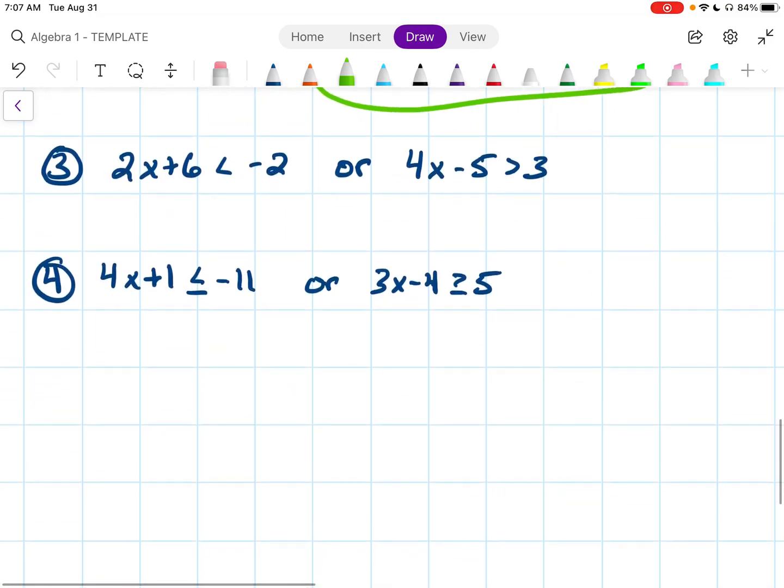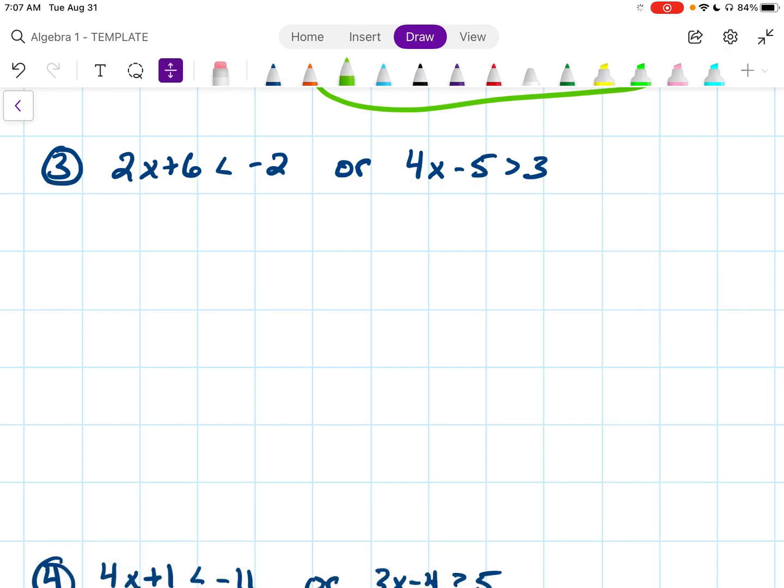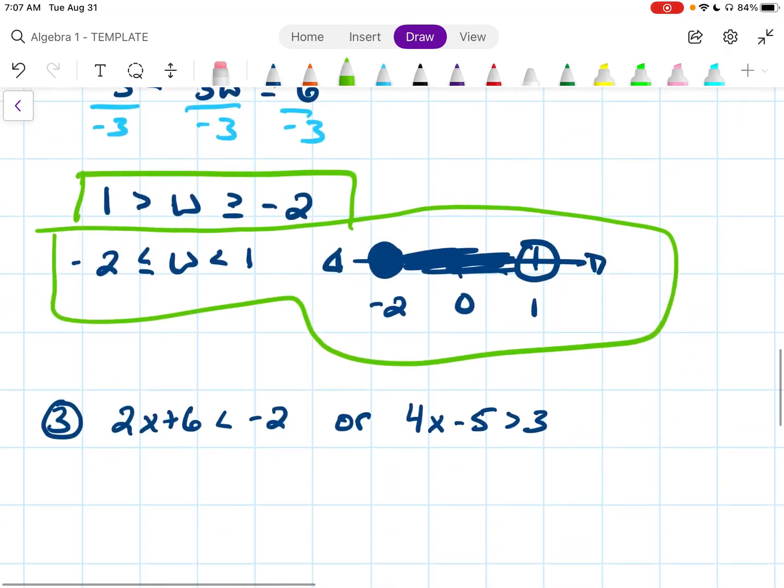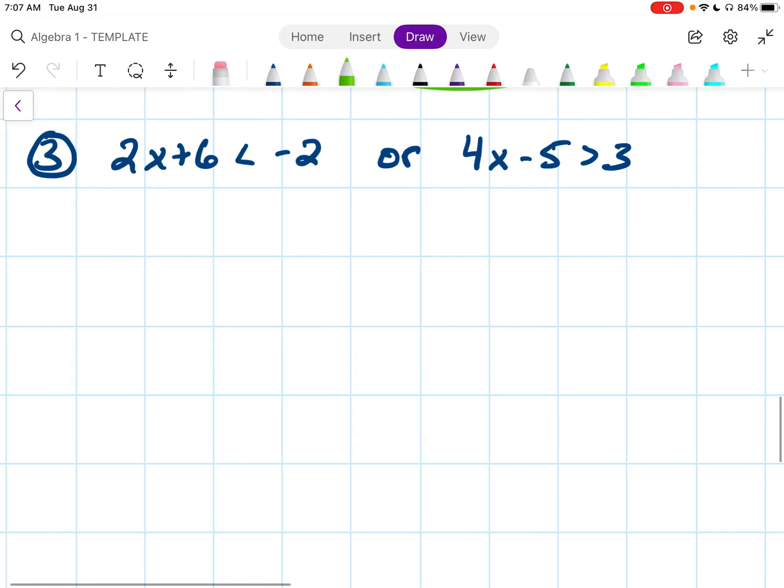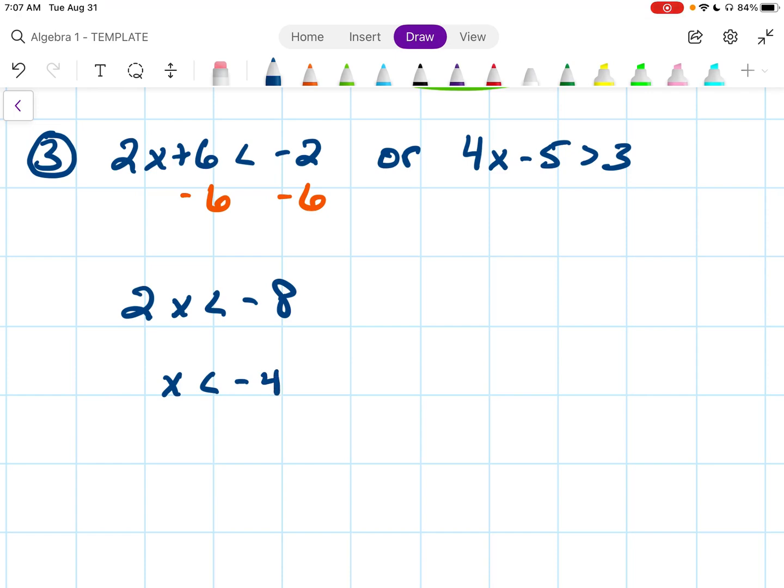Number 3, this one is an OR compound inequality, right? We have the word OR. This one we just have to solve each of them separately. So starting off on the left, I'd subtract 6 from both sides. That would give me 2x is less than -8. I would divide by 2, and x would be less than -4. On the right, I would add 5 to both sides. That would give me 4x is greater than 5, 6, 7, 8. Dividing by 4, x is larger than 2.